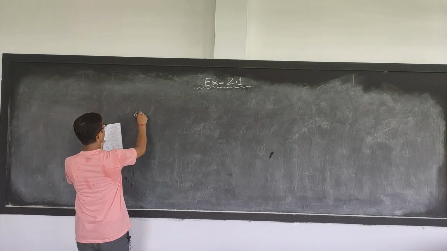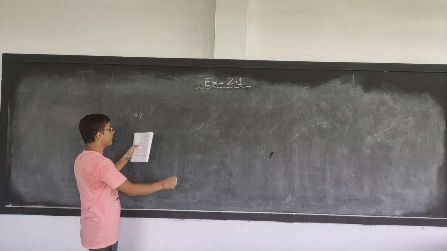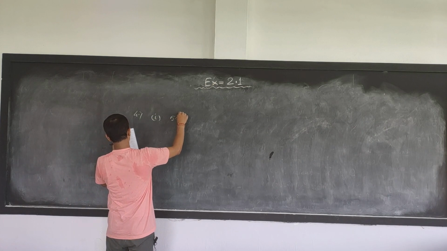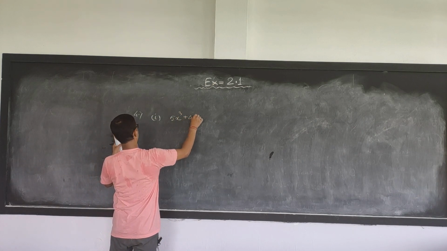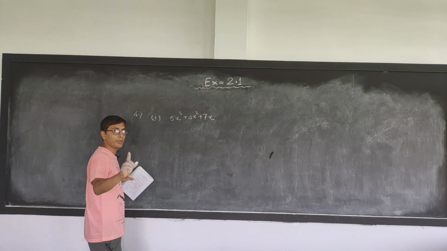Question number 4, what is the question? Write the degree of each of the following polynomials. Degree you are asked to write. 5x cube plus 4x square plus 7x. What is the degree? Degree means what? Maximum power.